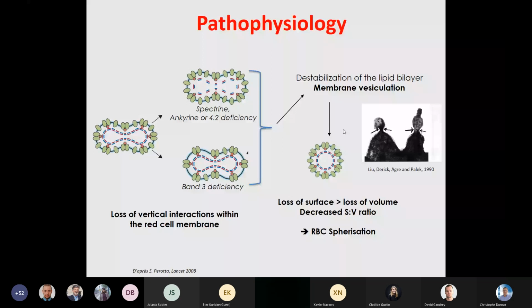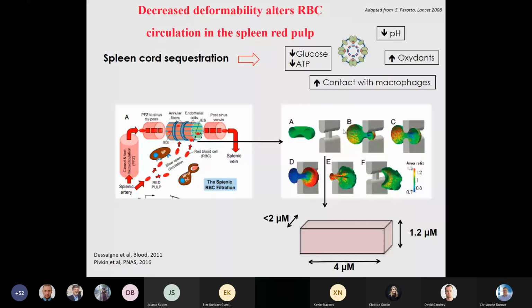And what happens is that the spherocytes are going to be trapped in the spleen red pulp, because in the spleen red pulp, the local conditions are not favorable for the red cells. The glucose is low, the ATP is low, there is a lot of oxidative stress, the pH is low, and there are a lot of macrophages. So everything that will make a longer passage of the red cells in the spleen cord will be at risk of hemolysis.